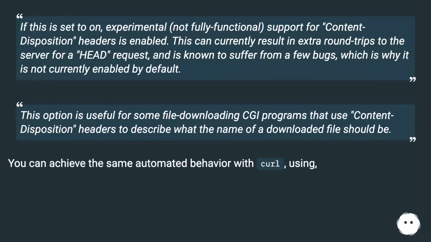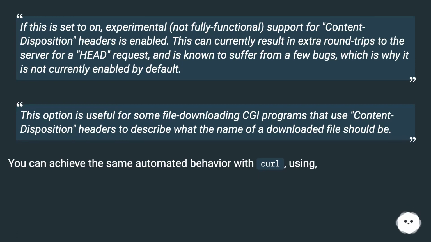If this is set to on, experimental, not fully functional, support for Content-Disposition headers is enabled. This can currently result in extra round trips to the server for a HEAD request and is known to suffer from a few bugs, which is why it is not currently enabled by default. This option is useful for some file-downloading CGI programs that use Content-Disposition headers to describe what the name of a downloaded file should be.